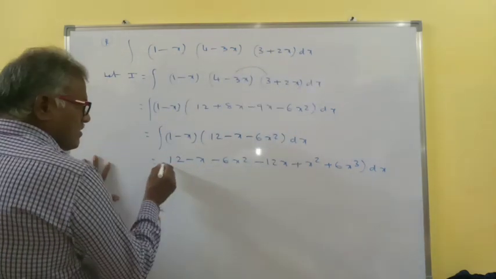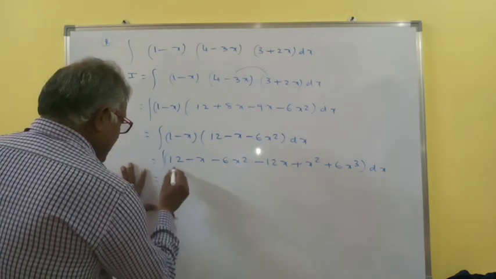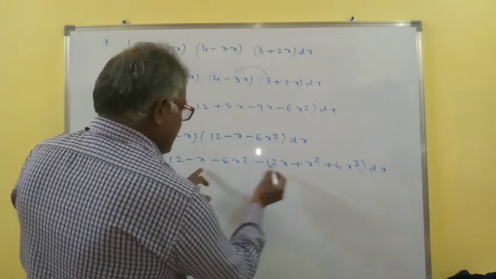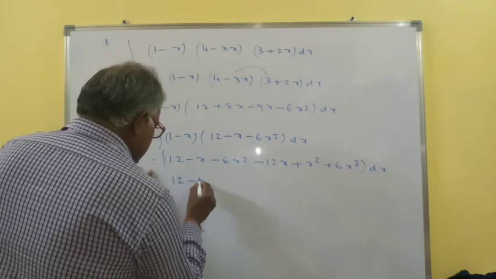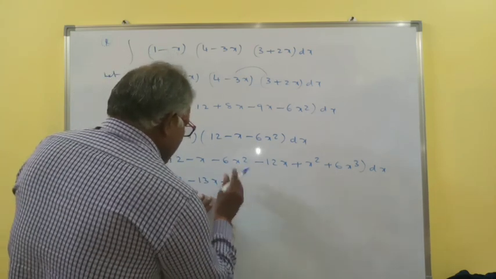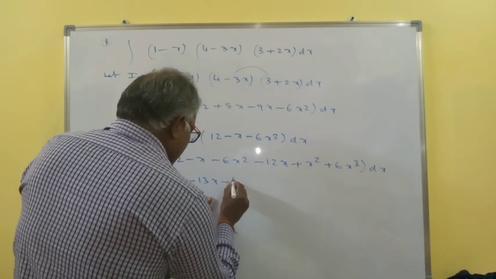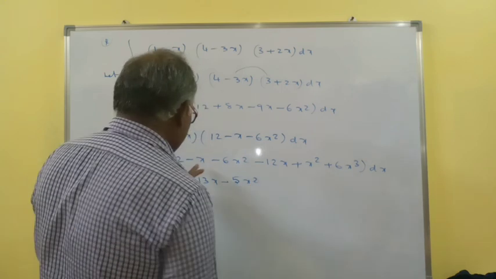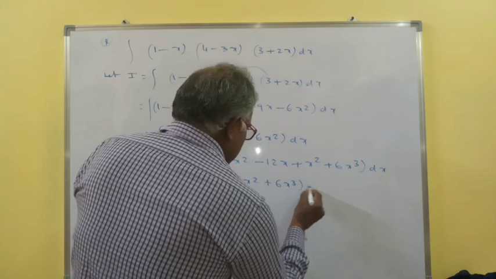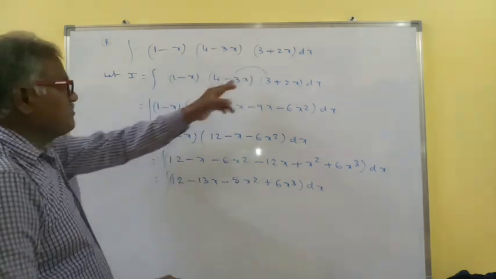Okay, so put in bracket. First of all you should simplify, starting with the constant. Next the x terms: minus 12x minus x gives us minus 13x. Here minus 6x square plus x square gives minus 5x square. Okay, minus 5x square. Next x cube terms: plus 6x cube. Okay, so this is the final simplification for the given polynomial.